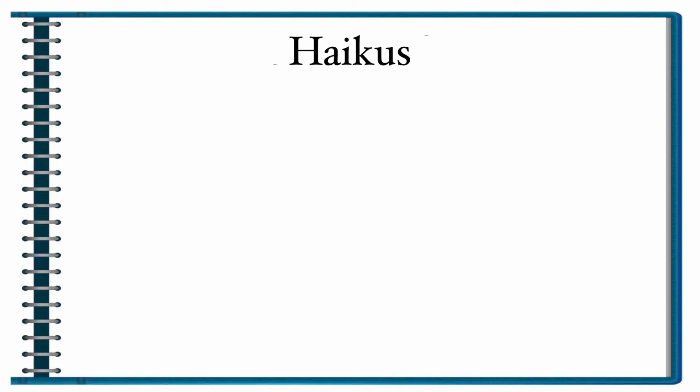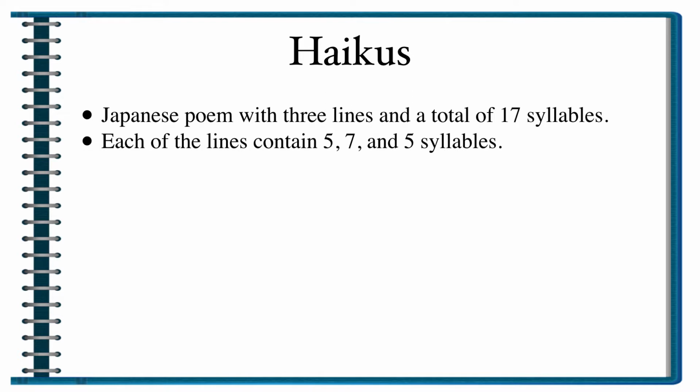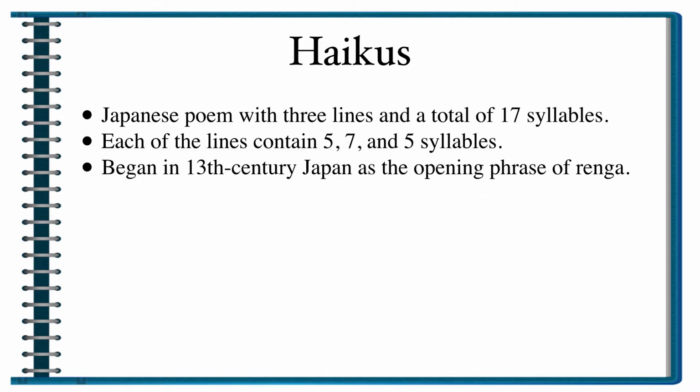First is a haiku, which is a form that most of you know already. It is a specific type of Japanese poem with 3 lines and a total of 17 syllables, with each of the lines containing 5, 7, and 5 syllables respectively. Haikus began in 13th century Japan as the opening phrase of a renga, an oral poem. The much shorter haiku broke away from renga in the 16th century.